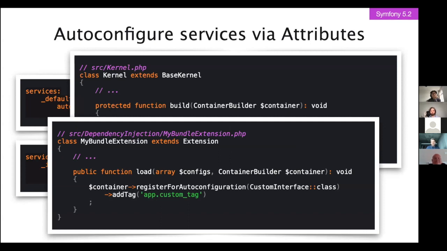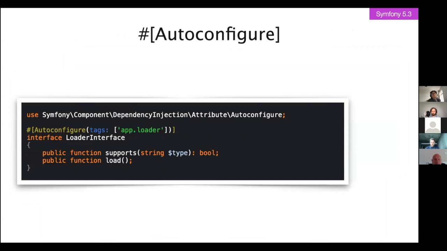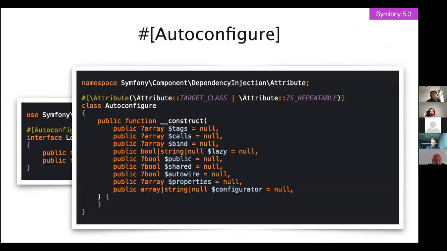And in Symfony 5.3, we now have the possibility to do all of that with one PHP 8 attribute, which looks like this. So you can save all these YAML configurations and also these kernel adjustments and extension adjustments by just adding this attribute here. And in the background, the same happens. And of course, you can't only add tags, you can also call all other things which were possible with the registerForAutoconfiguration method.